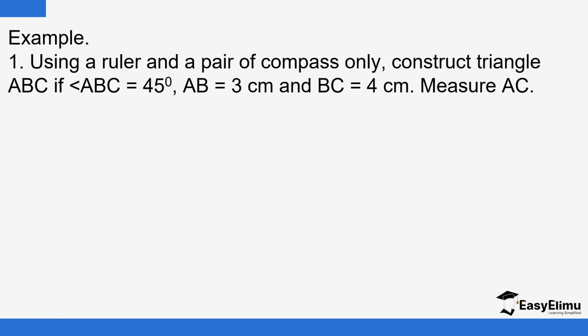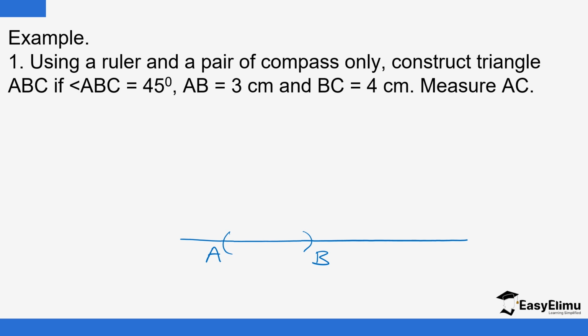So using a rule and a pair of compasses only, construct triangle ABC. Angle ABC is 45 degrees. AB is 3 centimeters. So let me start with AB. So I start with A here, then B, and so we need to construct 45 degrees at B.